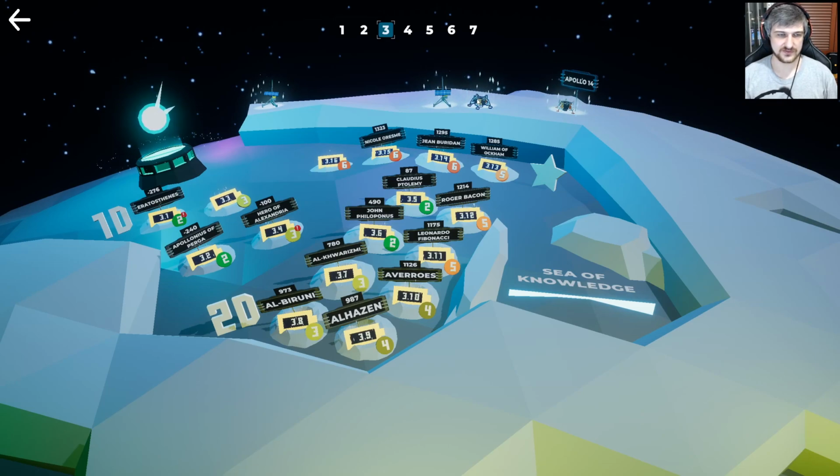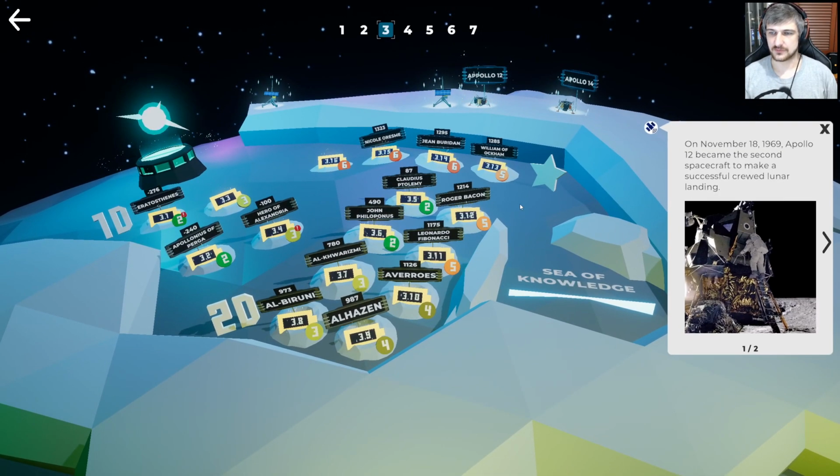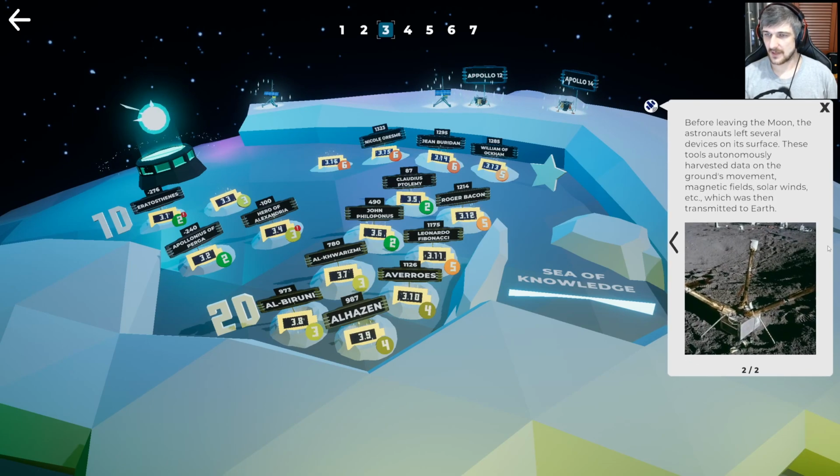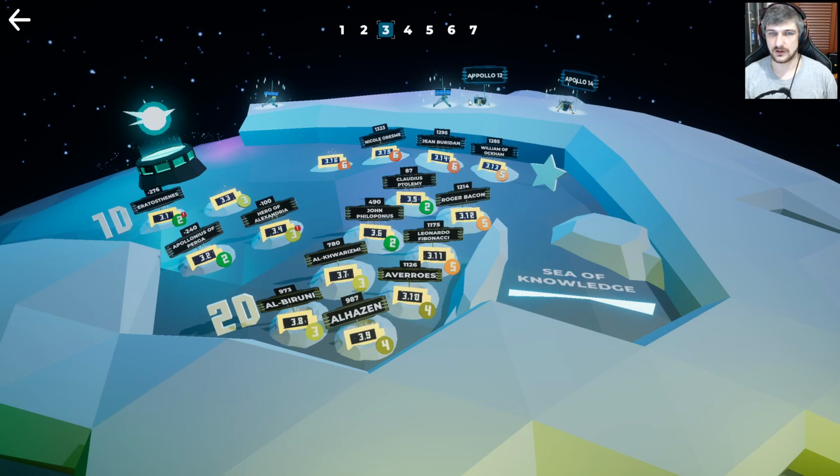Let's look at these. Some extra rovers have appeared here. What's this one? November 18, 1969. Apollo 12 became the second spacecraft to make a successful crewed lunar landing. Only, what's that? Only like 4 months later? Crazy. Before leaving the moon, the astronauts left several devices on its surface. These tools autonomously harvested data on the ground's movement, magnetic fields, solar winds, etc., then transmitted them to Earth.